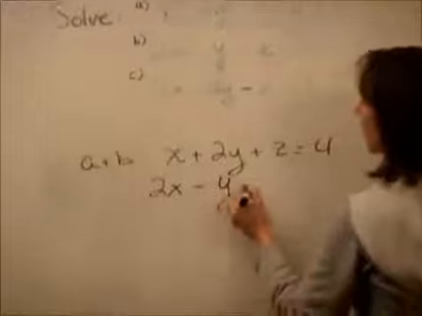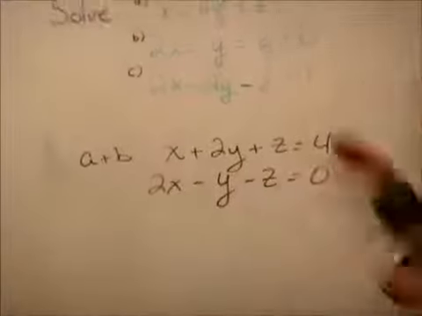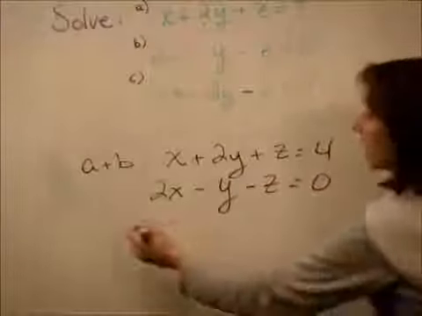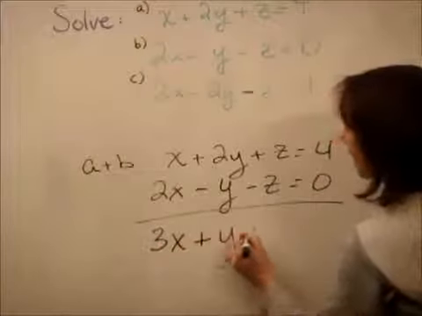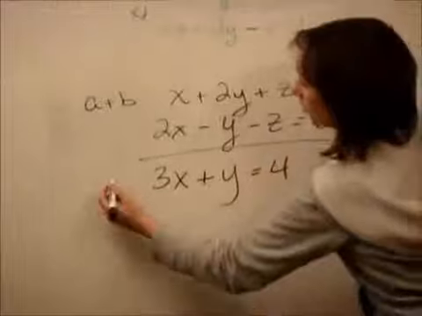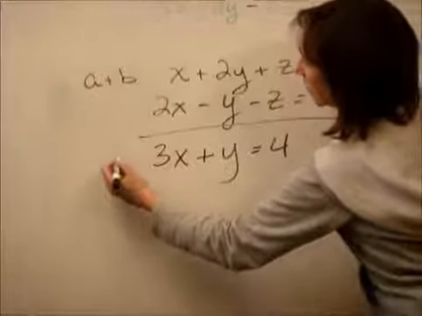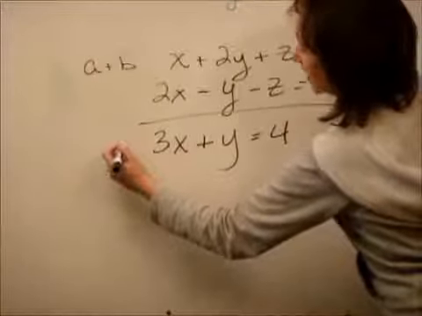2x minus y minus z equals 0. I just recopied a and b, and I'm just going to add them together. So we get 3x plus y equals 4. We'll call this one E.